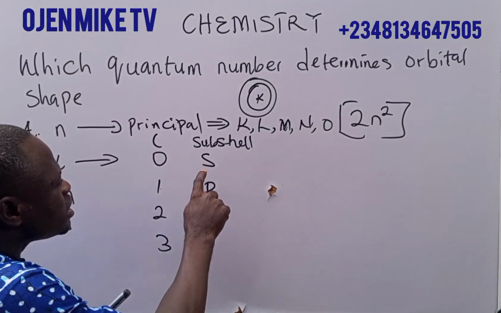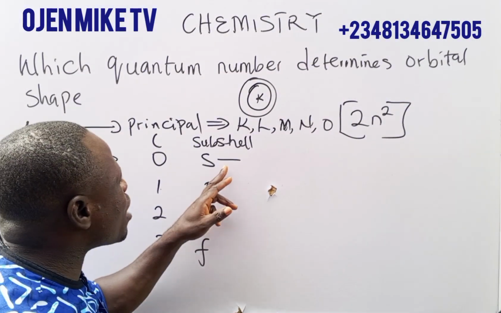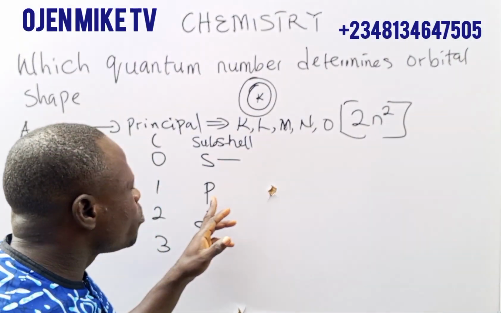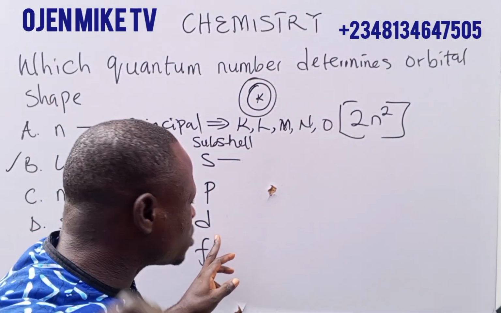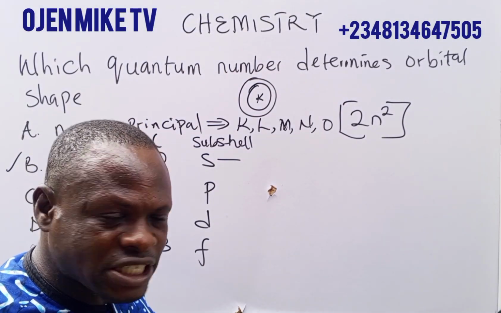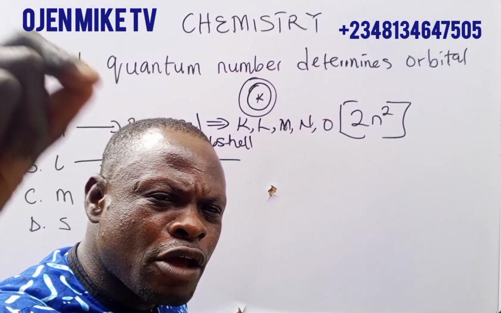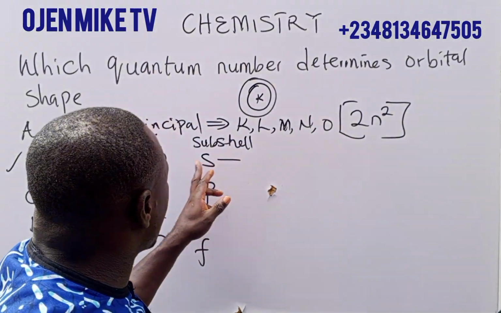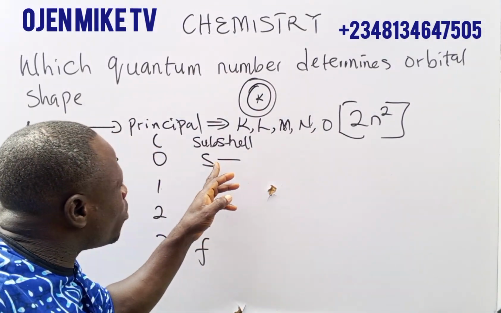Now, remember, s stands for sharp, p stands for principal, d stands for diffuse, and f stands for fundamental. Do you understand? Now, this s has a name. Remember, this has to describe the orbital shape. What is the shape of this s?